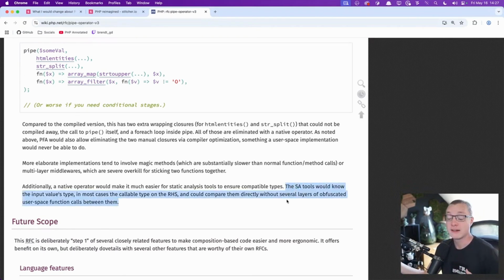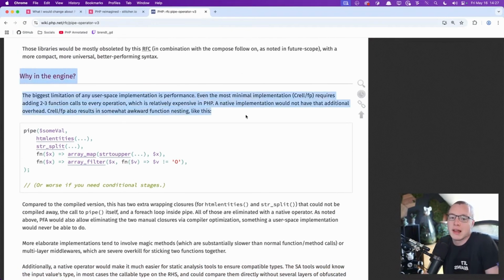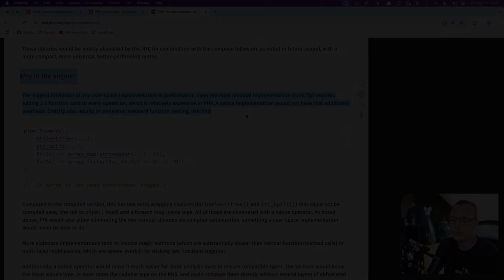If we're talking about the success of PHP and the popularity of PHP, just like, yeah, okay. Static analysis tools would know the input's value, in most cases the callable types on the RHS, and could compare them directly without several layers of obfuscated user space function calls between them. Nice. It's a good argument. But you did miss, it just makes our lives easier, you know? Future scope. This is step 1.